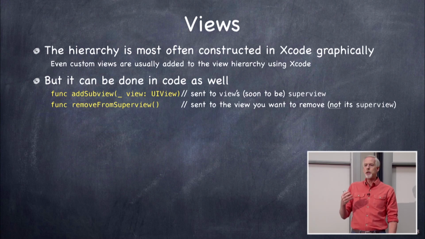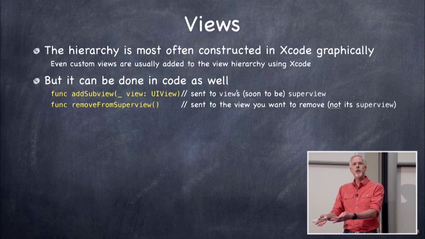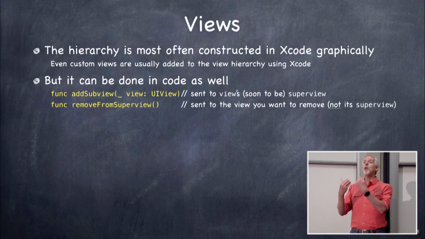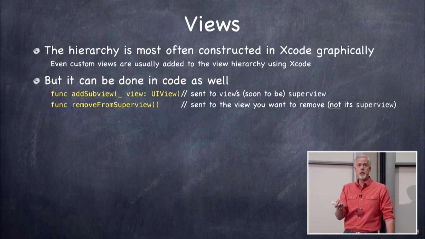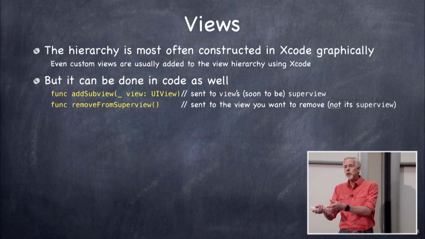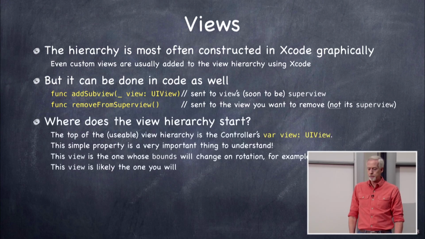The way you do that is by just saying add subview to a view, and it will add that view as one of the subviews. The only tricky thing here is when you want to pull a view out of the view hierarchy for some reason. You send that message to the view itself. You send it to the view you want to remove, and you say remove from superview. So it's a little different there. You send add to the enclosing view, but you send remove to the actual view itself.